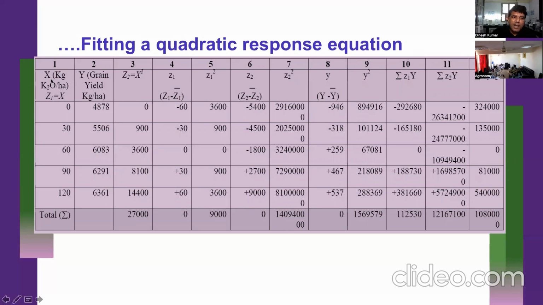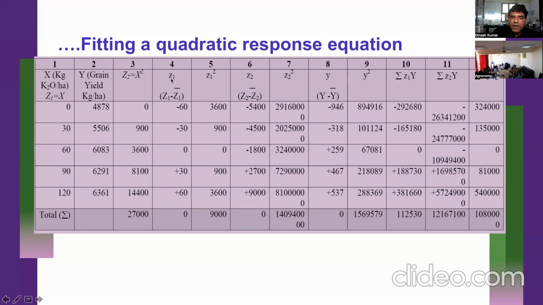So friends, this is X. There are 5 levels. This is grain yield, again with 5 respective levels. Now the first one is Z2. Z2 is equal to X square. So you need to square the first column: 0, 0, 30, 900. So you got X square.